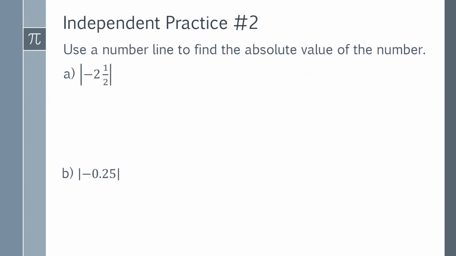Independent practice number 2. Use a number line to find the absolute value of the number. Part A. The absolute value of -2.5. Part B. The absolute value of -0.25. Now is a good time to pause this video and work on this problem if you have not done so already.